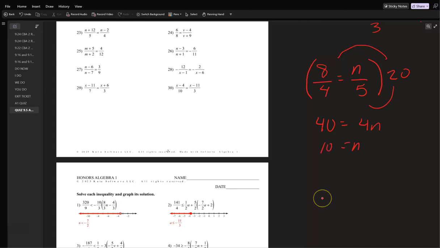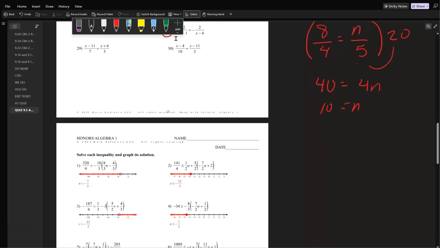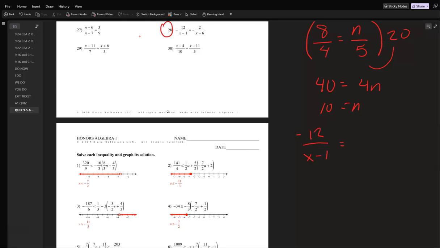And the last one we'll do here is 28. There's a negative in there. Let's see here. So let's go through basically the same process here. So we've got negative 12 over x minus 1 equals negative 2 over x minus 6.